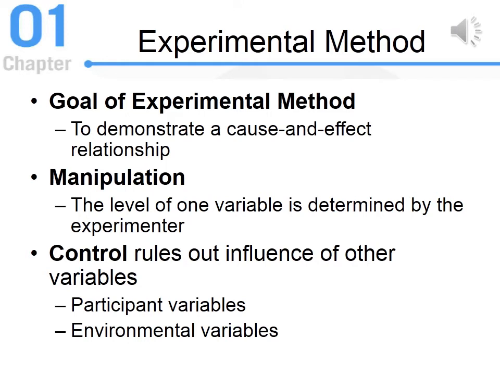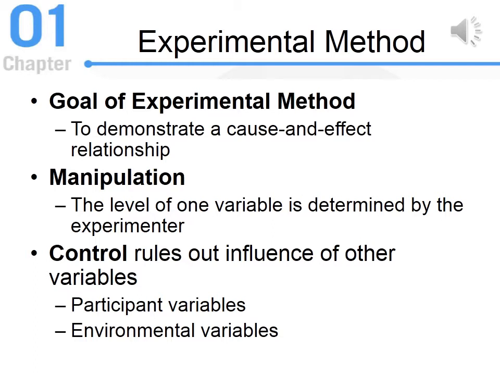To demonstrate a cause and effect relationship between two or more variables, one has to use the experimental method. It's the only way it can be done. To conduct a true experiment, at least two factors have to be taken into consideration. One is the issue of manipulation. That is, the experimenter has to control one variable and determine which participants get which type of the variable or which level of the variable.